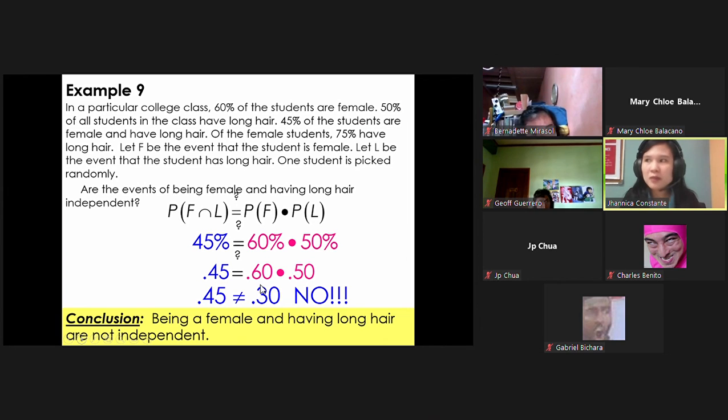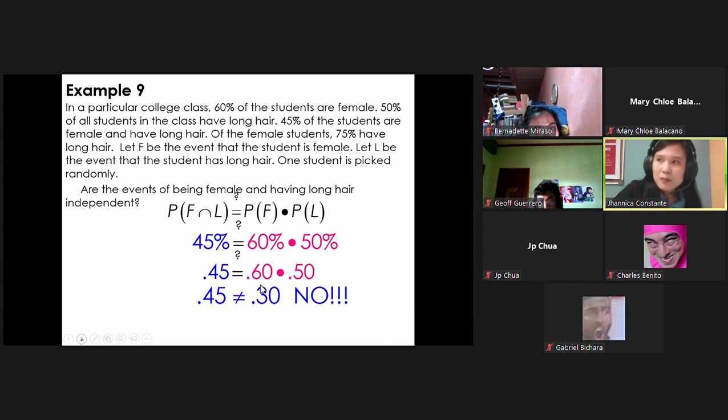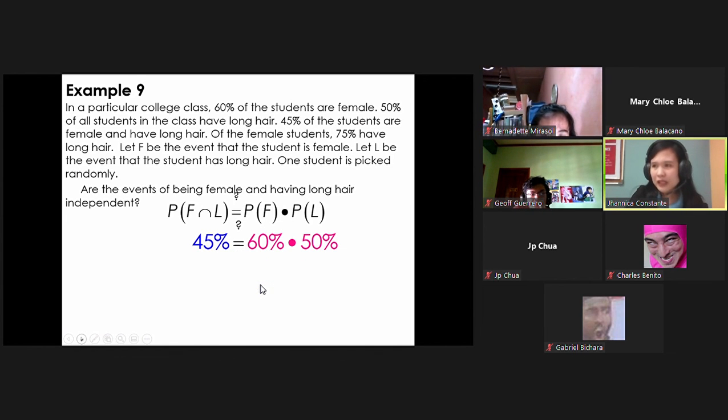So the given problem is, in a particular college class, 60% of the students are female, 50% of the students in the class have long hair, and 45% of the students are female and have long hair. Of the female students, 75% have long hair. Let F be the event that the student is female. Let L be the event that the student has long hair. One student is picked randomly. Are the events of being female and having long hair independent?